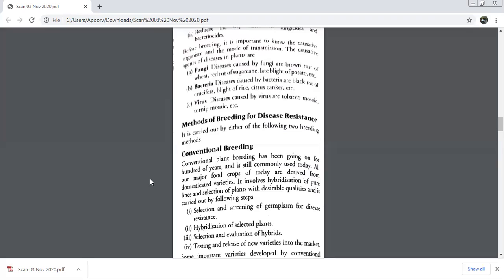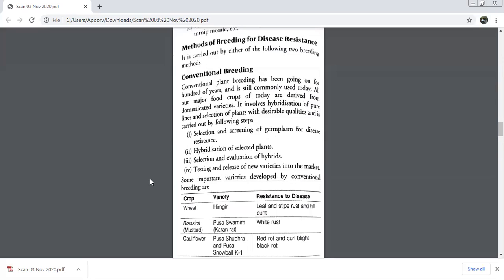So what is the next thing we are reading? We are talking about the conventional breeding methods. Conventional breeding, when I say, I mean the old and the traditional methods of breeding. What are they called? They're called the conventional methods of breeding. This has been going on for hundreds of years and is still commonly used.